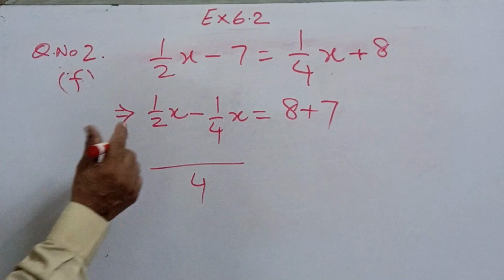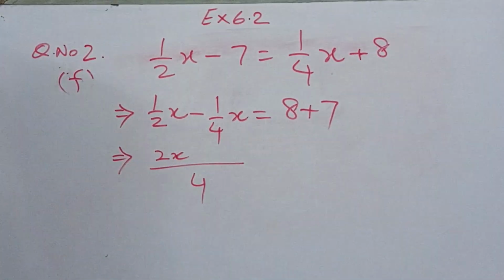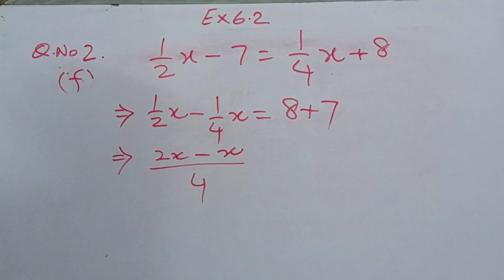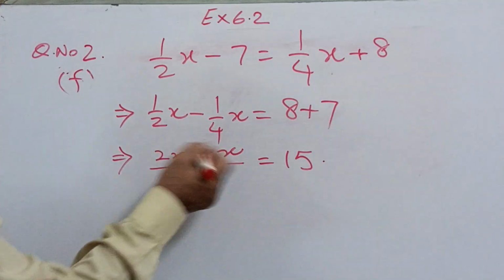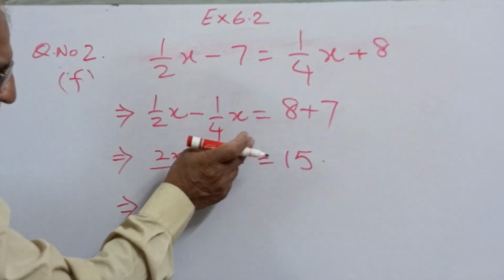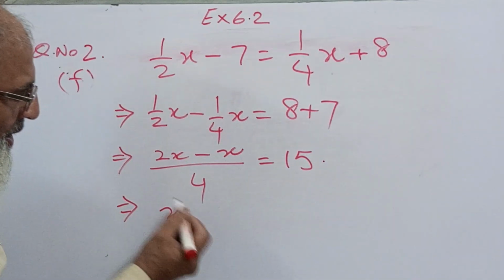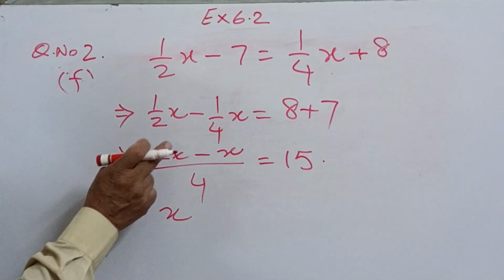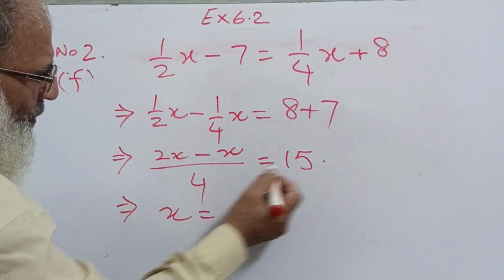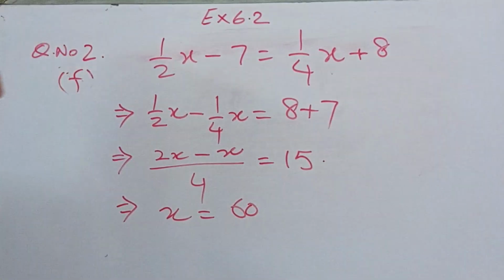2 times 4, and 2x will come over here, and since it is 4, it will become 1x over here. This is 1x, and add this up also. It will become 15. Now cross multiply it and also subtract x from 2x, it will become x. Because this is 2, this is 1. 2 minus 1 will be x only, and this will become 4. 15 times 4 is 60. So the answer is x is equal to 60.